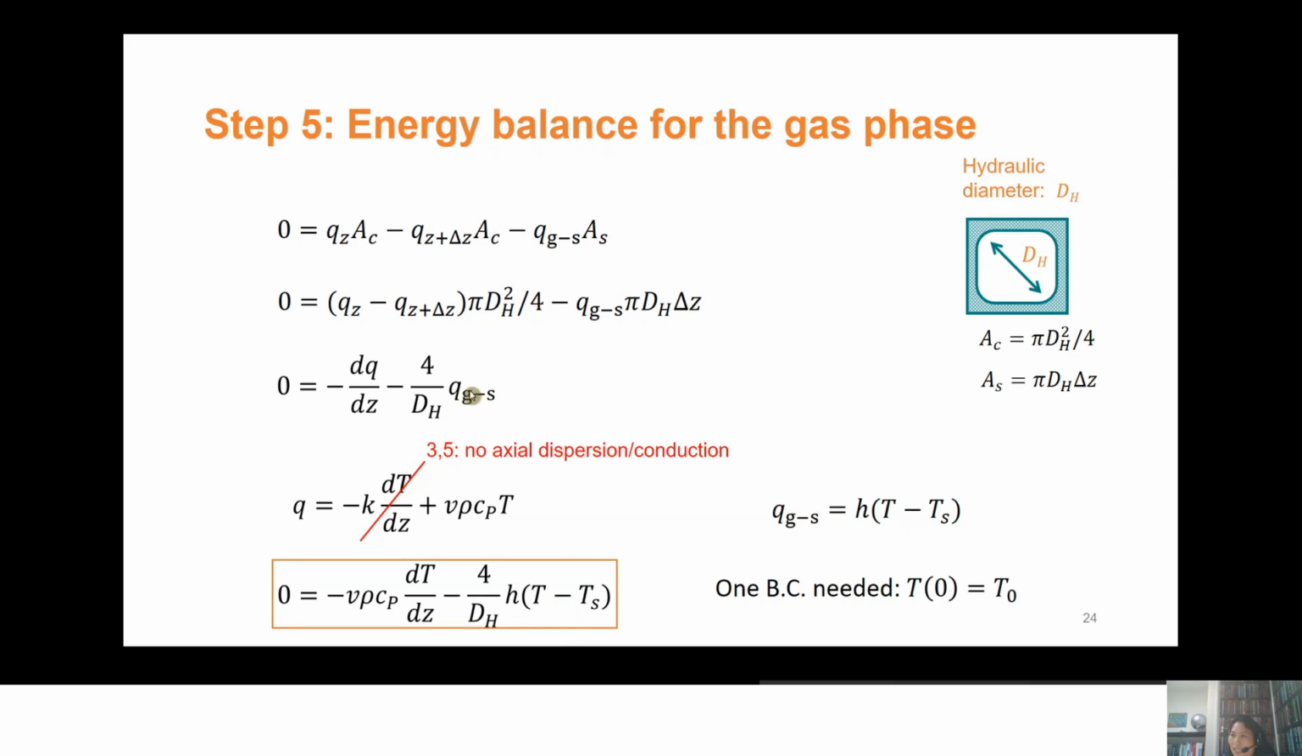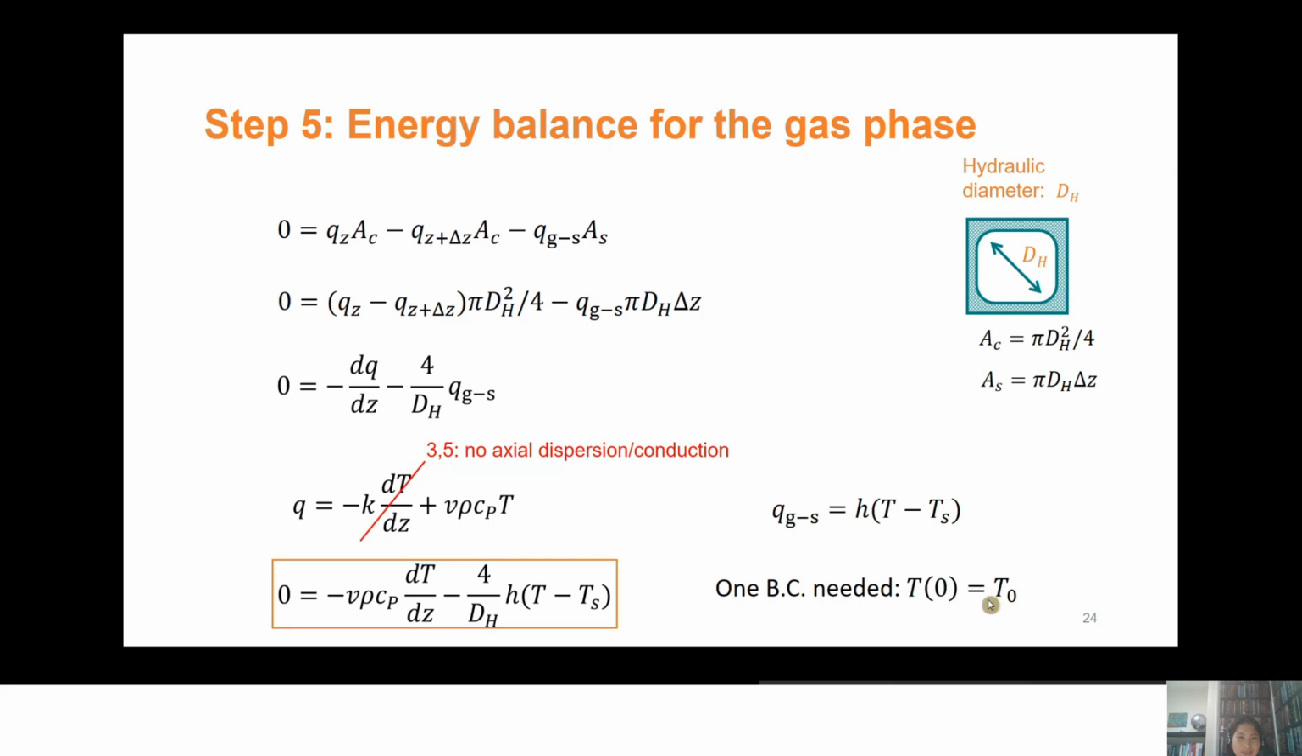Okay, so we substitute that in here. Yeah, that's what we did here. And we get our final differential equation for the gas phase temperature. This is a first order differential equation, so we need one boundary condition. And that boundary condition is at the inlet condition. So the temperature at Z equal to 0 is the inlet temperature.